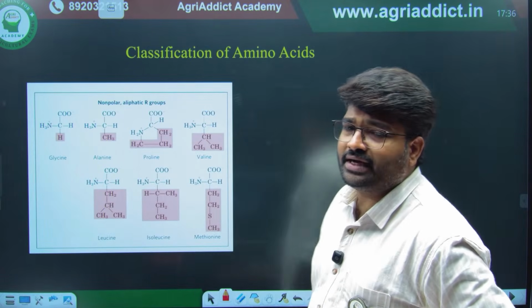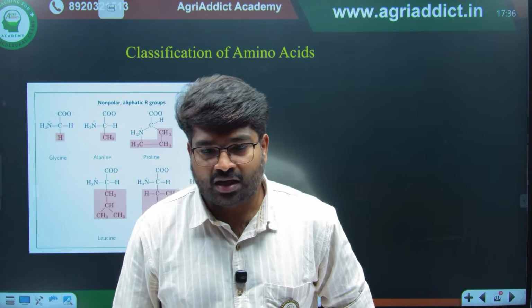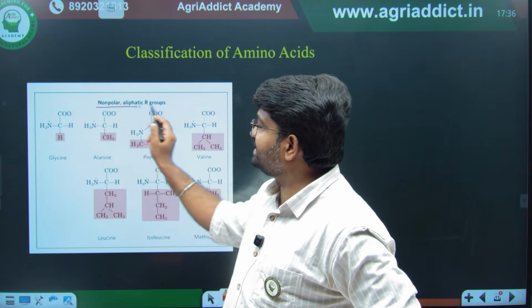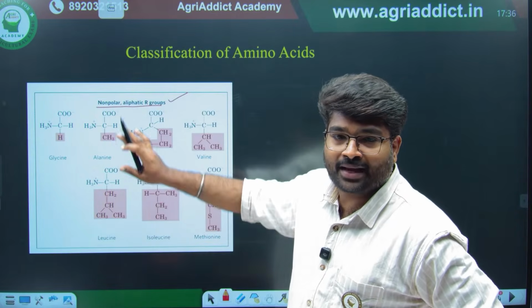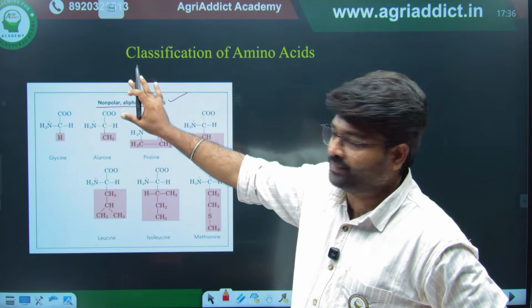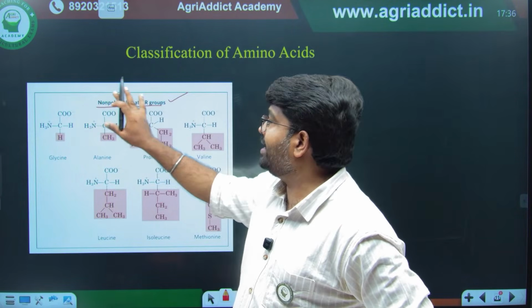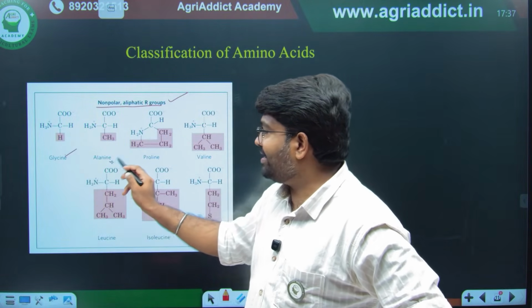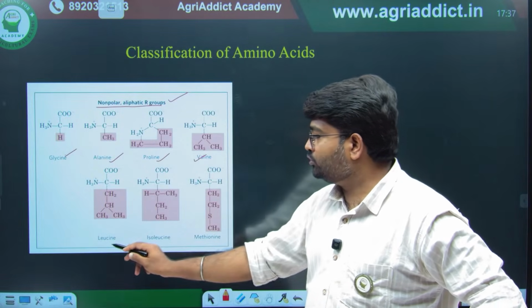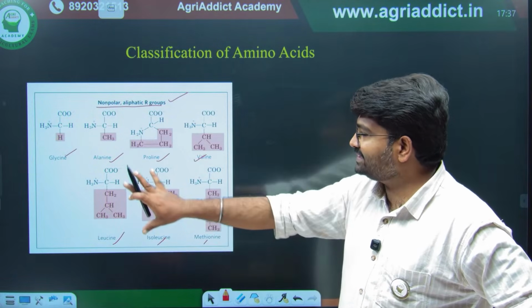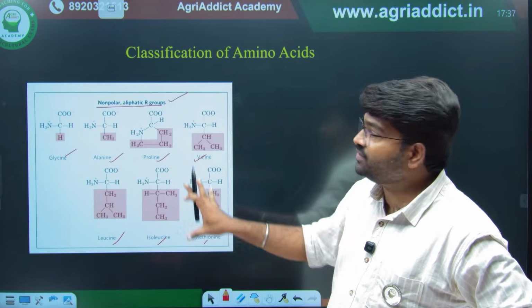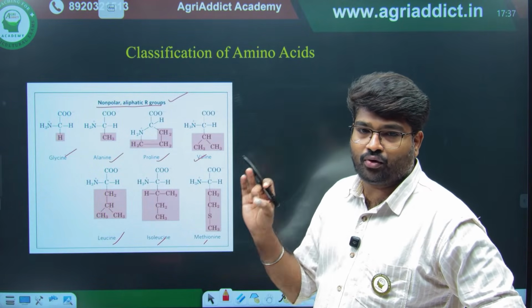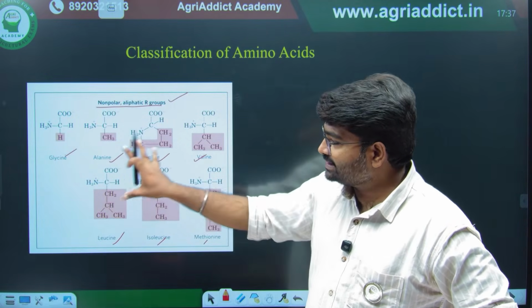Now we are going to see the classification of amino acids based on the R group. The first classification is based on aliphatic R groups, that is, amino acids that are non-polar with aliphatic R groups. The primary examples are glycine, alanine, proline, valine, leucine, isoleucine and methionine. These 7 amino acids come under the class of non-polar aliphatic R group. This is very important.